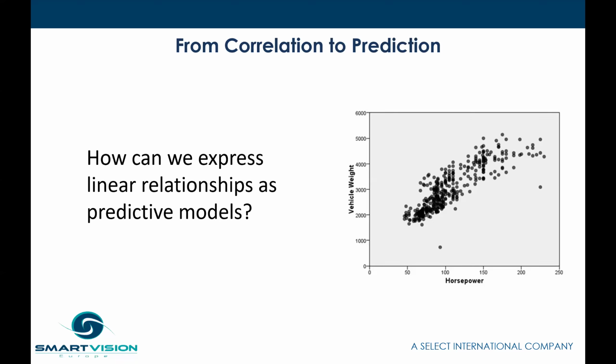So this is how we measure the strength of the relationship, or how well the model fits the data. But how do we actually express this linear relationship as a predictive model?